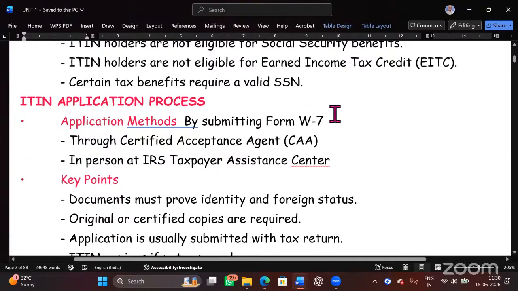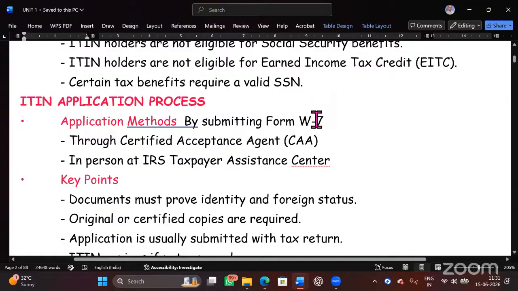This is a regularly expected question, sir. W7. Okay. If any person wants to deal with the income tax department and does not have a social security number, then he has to submit one form, W7, to get the ITIN number from the income tax department. Very important point. Social security number will not be allotted by the income tax department. Yes, sir. ITIN number will be allotted by the income tax department only.